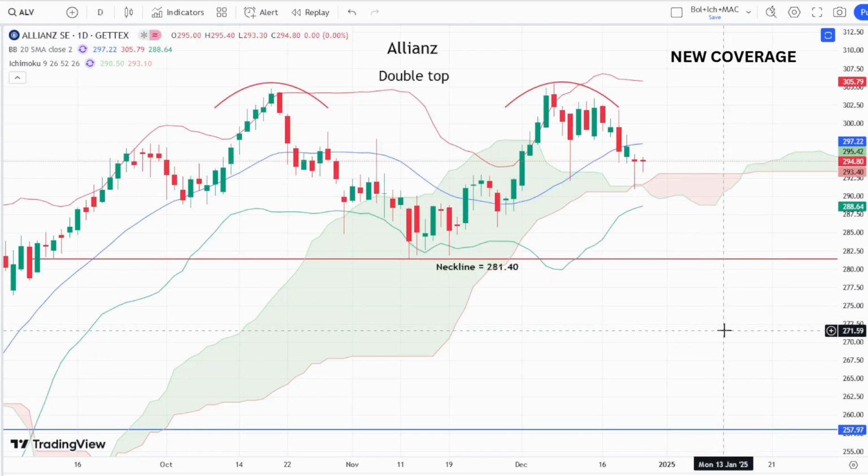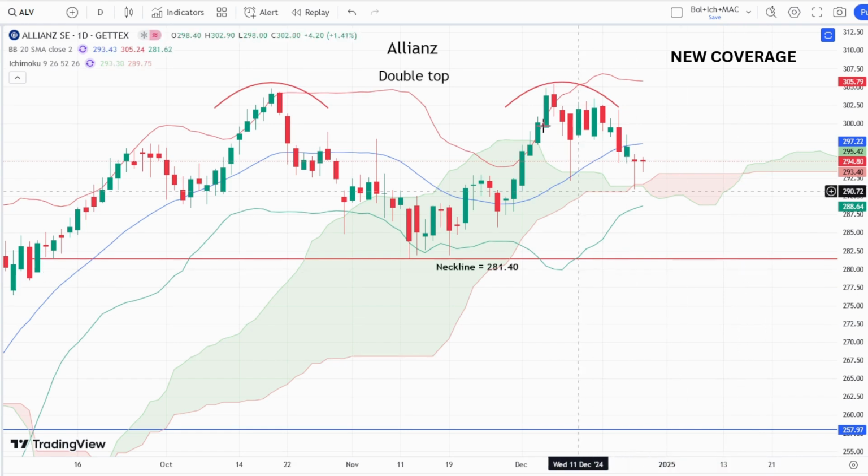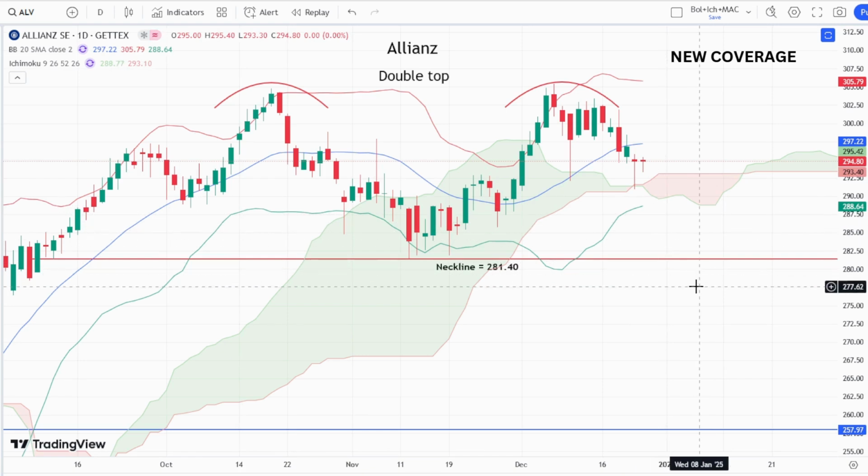Allianz, a German insurance and asset management company, has fallen from its high. I believe it may be forming a double top, a bearish pattern, but a bearish outlook can only be confirmed via a close below the neckline at 281.4.